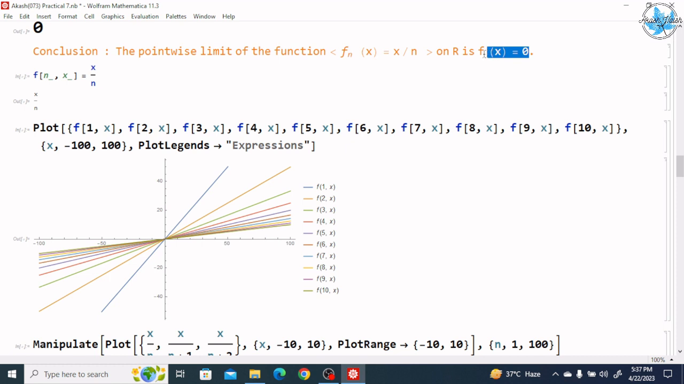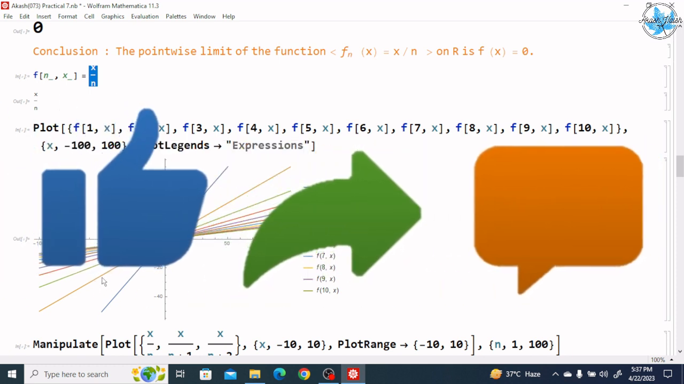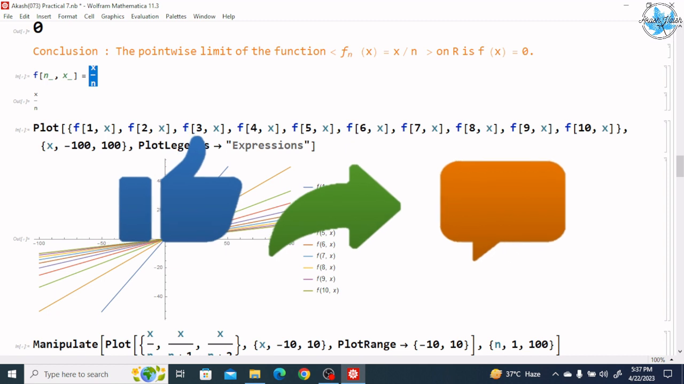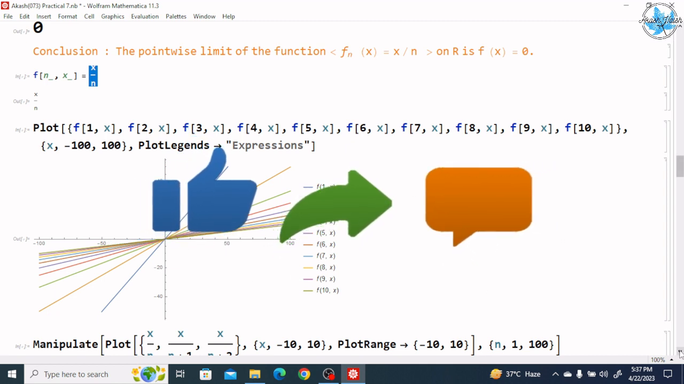So the limit of the function is 0, which means every sequence of the function x by n is converging on the origin. And you can see that on the left and right side of the origin it cannot converge, because it is diverging in nature.